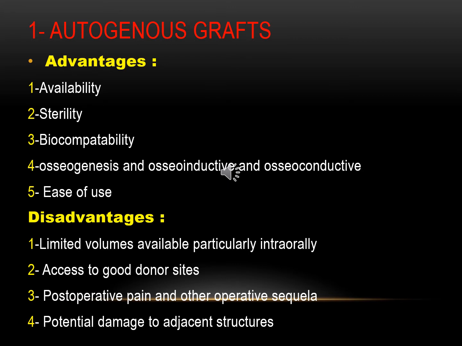And it's osteoinductive graft because there are a lot of growth factors and BMPs inside this bone graft, and this bone graft will start the stimulation and will make the bone formation faster. That means autogenous graft is 3-in-1: osteogenesis, osteoinductive, and osteoconductive bone graft.